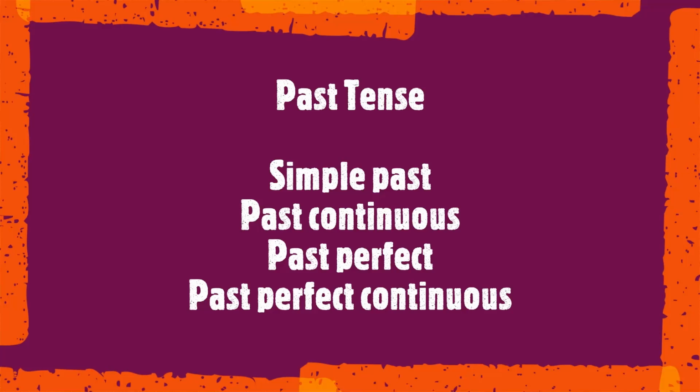Dear children, this tense has four kinds like present tense. They are simple past tense, past continuous tense, past perfect tense, and past perfect continuous tense. Four kinds of past tense.